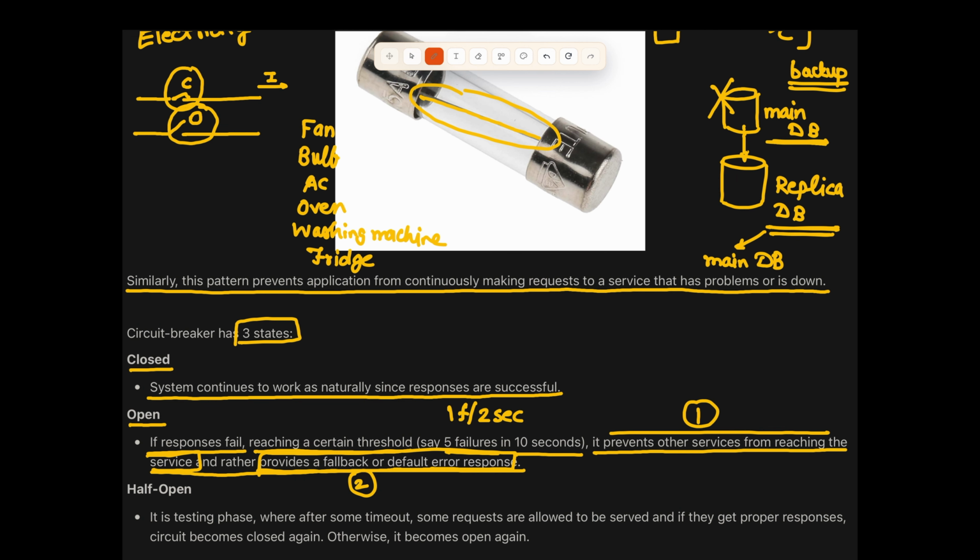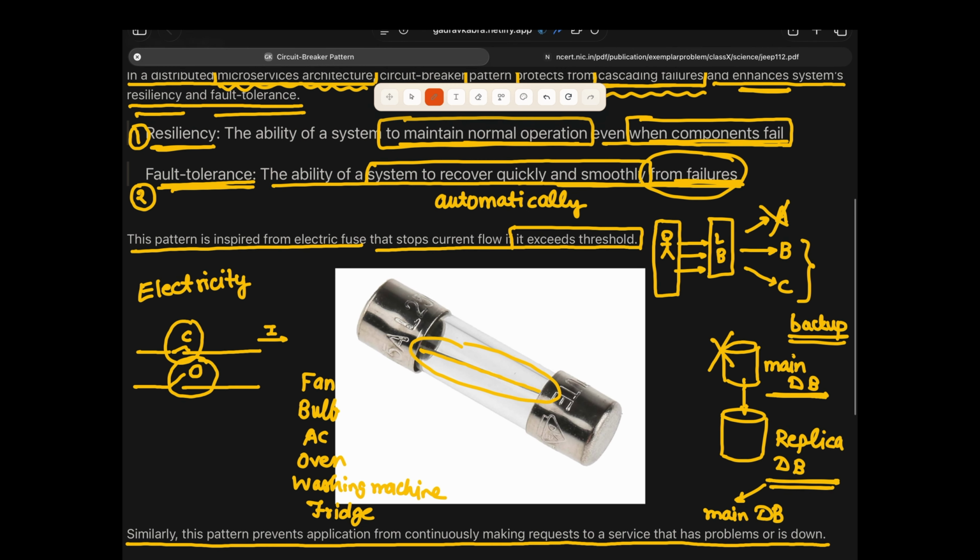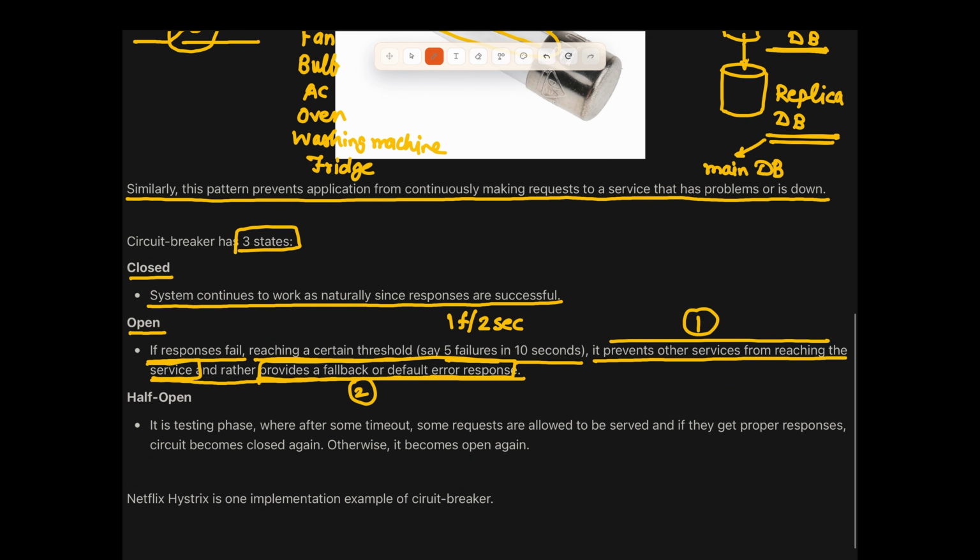Instead of returning the error stack trace itself to the user, for example, here let's say A and B started failing and C was not able to cope up with the load that it was getting. So instead of showing all the users the long stack trace, the system will show that please wait for some time, our system is experiencing some downtime. This is a graceful message. So a fallback or a default error response is shown to the user instead of a long stack trace, which is of no use to the user.